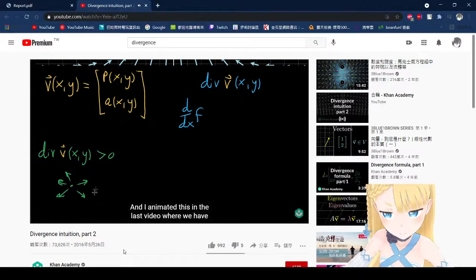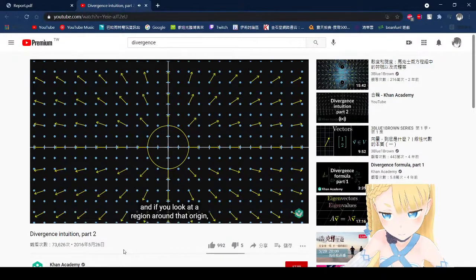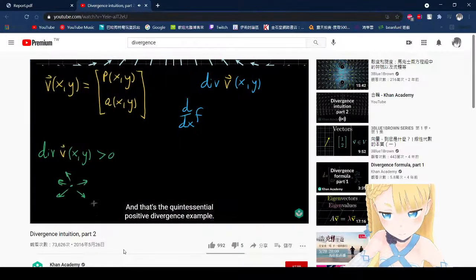This is the extreme example of positive divergence. And I animated this in the last video where we have all of the vectors pointing away from the origin, and if you look at a region around that origin, all the fluid particles go out of that region, and that's the quintessential positive divergence example.